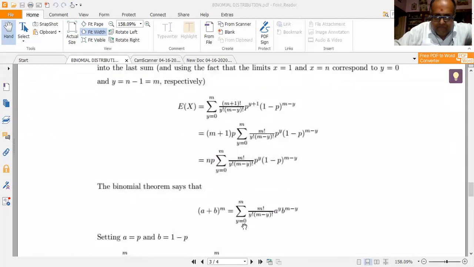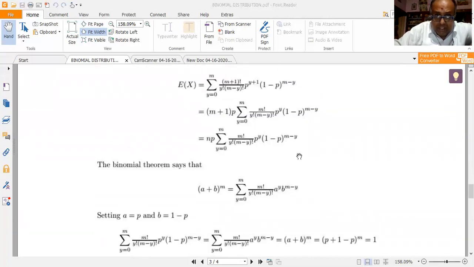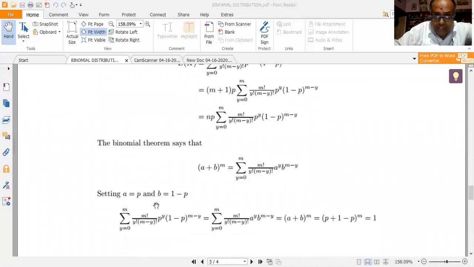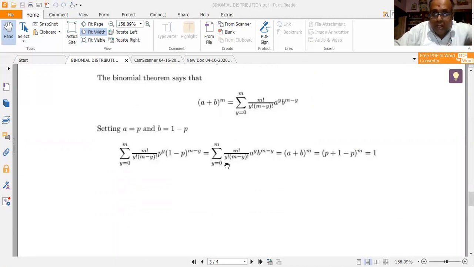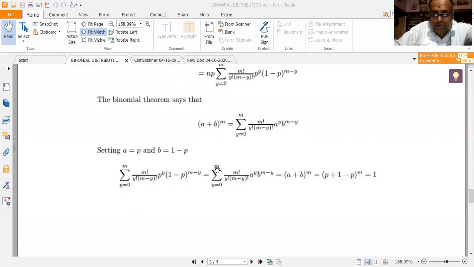So it means that this entire summation evaluates to 1. This entire summation multiplied by np evaluates to 1 because a is equal to p and b is equal to 1 minus p. So a plus b whole to the power of m. So 1 plus p minus p, p minus p gets cancelled. I am left with 1 to the power of m, which is equal to 1. So this entire summation evaluates to 1, leaving behind np. So np into the summation is np into 1, which is equal to np, which is the mean or average of this binomial distribution. Thank you.